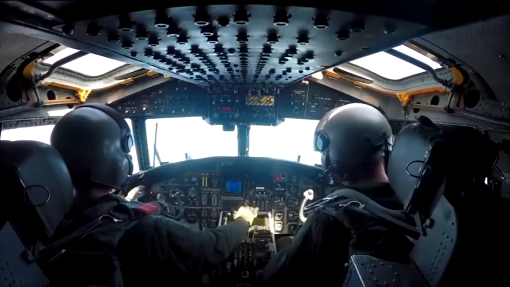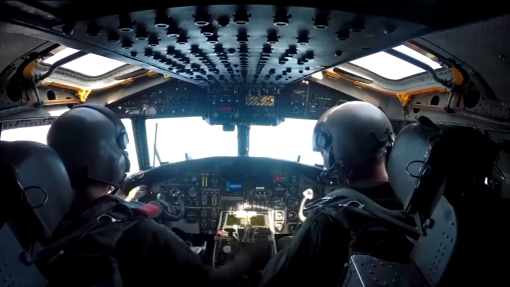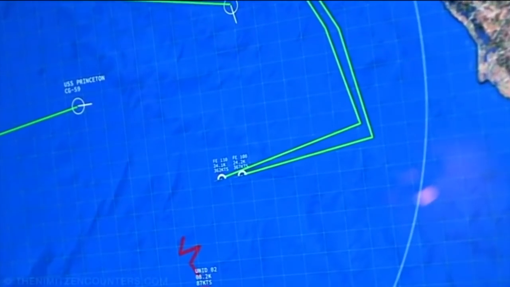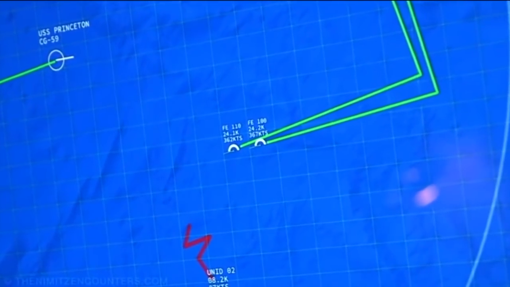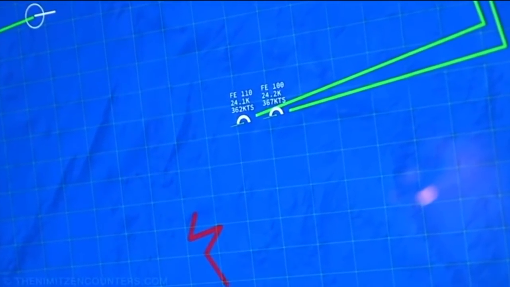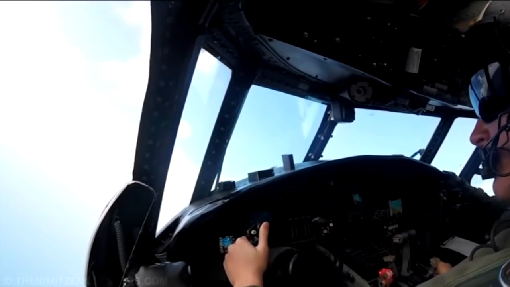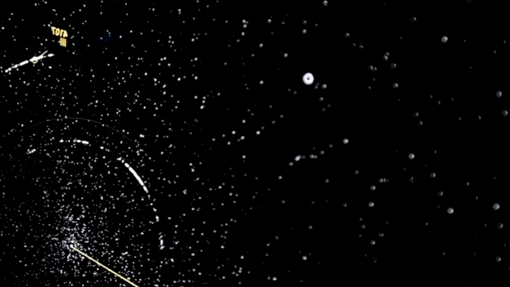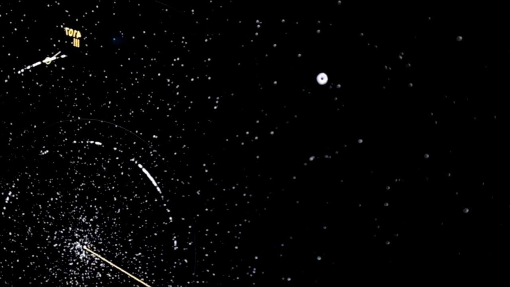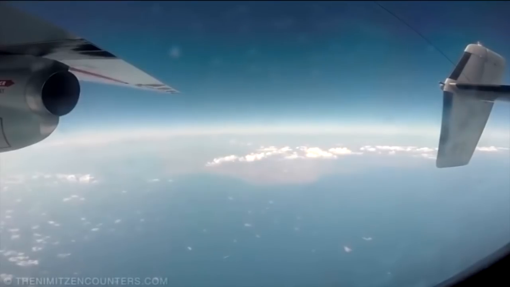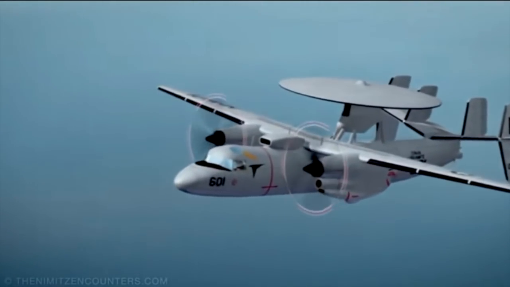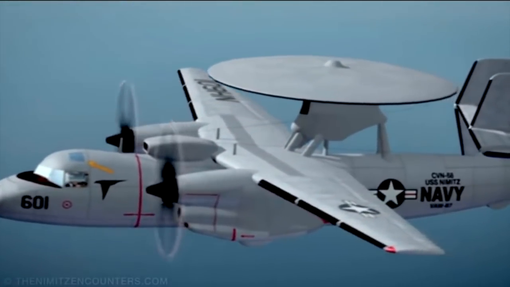Banger, Charlie, over. Charlie's a banger, go ahead, over. Banger, Charlie, do you hold unknown air contact, Bra 270-48, 28,000 feet, bogey, over. Charlie, banger, negative, radar picture's clean. The E-2 radar operators have been frustrated in their attempts to get a radar return on the unknown aerial target that Princeton is tracking. Even with their 24-foot radar dish, they can't get a lock on the object.